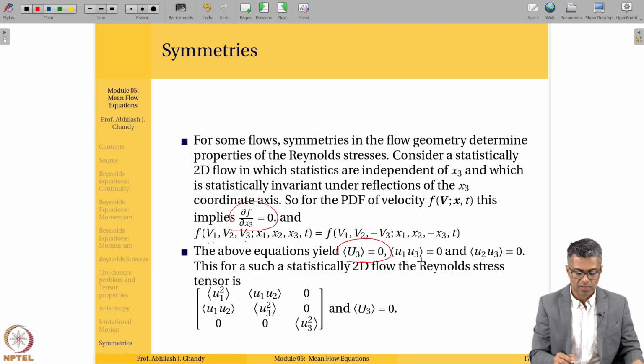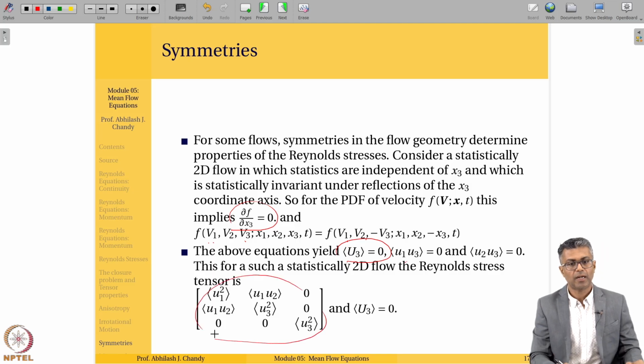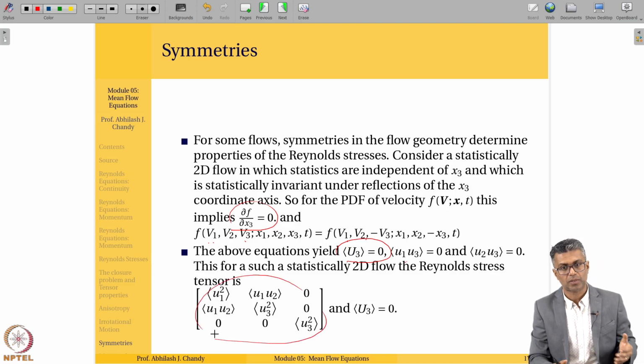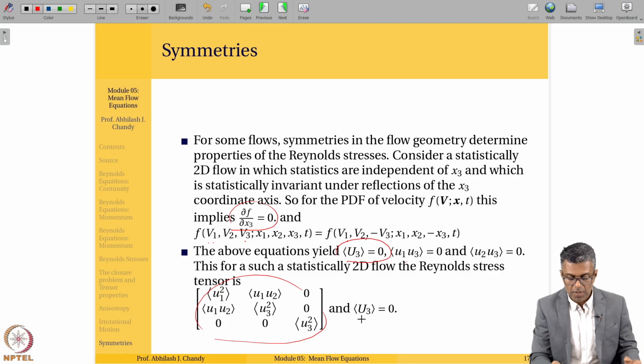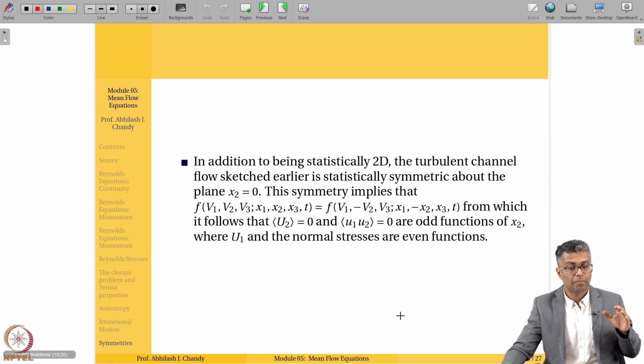So in that sense, the Reynolds stress term is going to boil down to this. You have multiple zeros here, and u3 squared will be there because the kinetic energy is there, but the mean u3 is going to be equal to 0. So that is what you have in a statistically 2D flow. Because of the symmetry, you have now simplified the problem significantly.